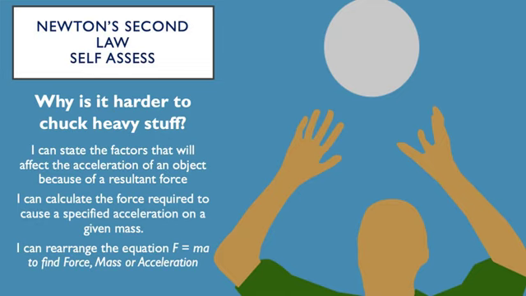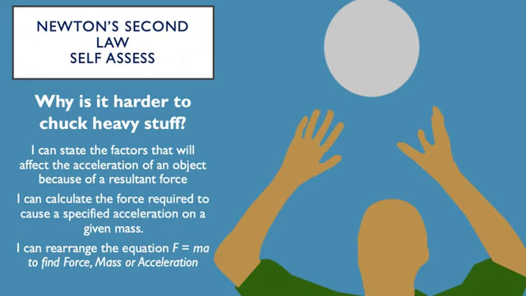Okay, so that's that. So what we've done is we have worked out why it's harder to chuck heavy stuff, a question that you never knew you wanted to answer. And it's all to do with the fact that force equals mass times acceleration. If the mass is constant and you increase the force, then you'll increase the acceleration. But if you're trying to throw heavier and heavier stuff, so the mass is increasing and you are still throwing with the same force, then the acceleration will be inversely proportional to the increase in the mass.